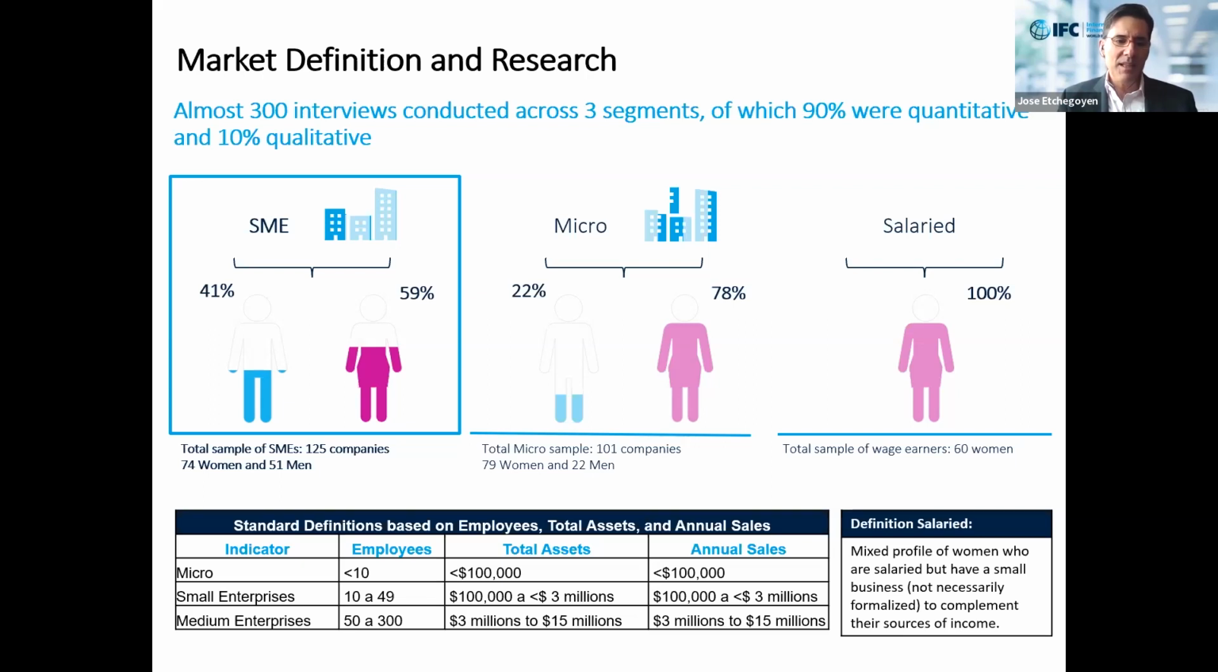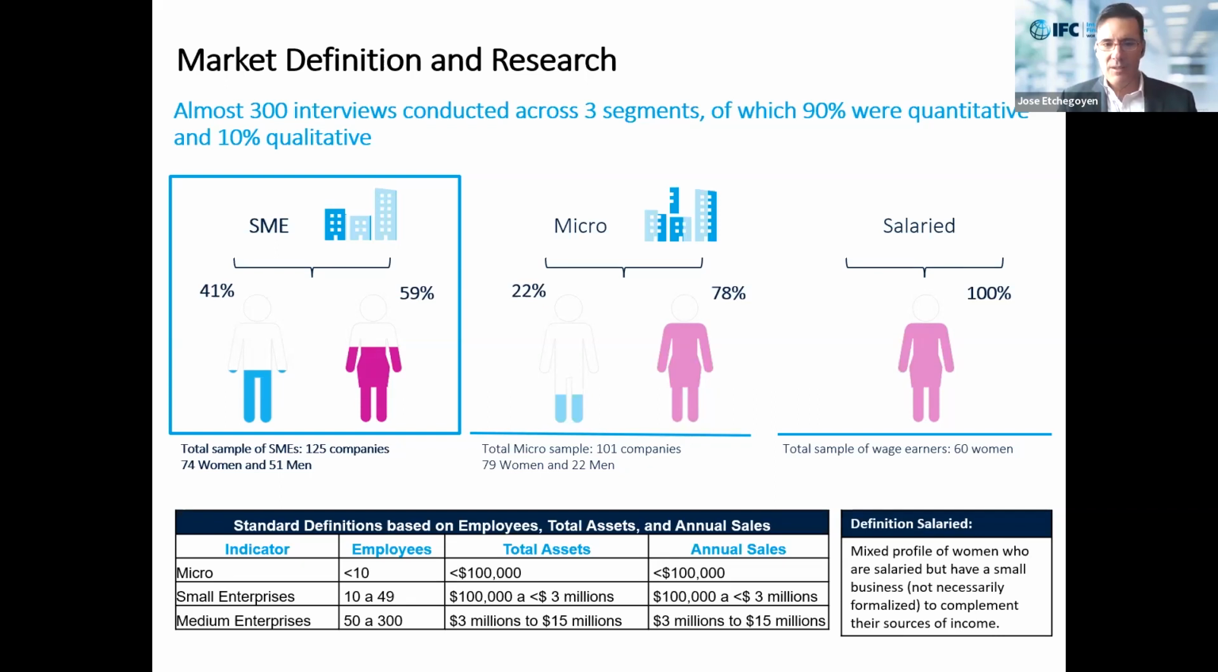And then comes the definition, and this is something that varies from country to country, from region to region. It's very heterogeneous. But in general at IFC, what we use to define what is a micro, what is an SME, is employees, total assets, and annual sales. Those are the three dimensions that we use to define an SME. So if a company has less than 10 employees and less than $100,000 of total assets, it is a micro.